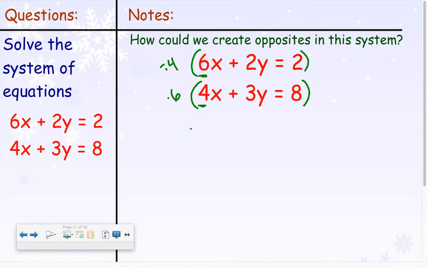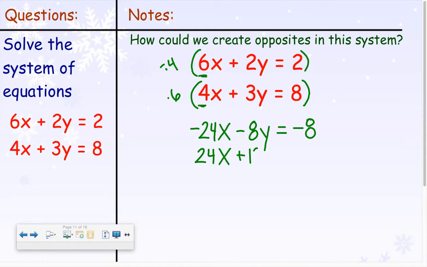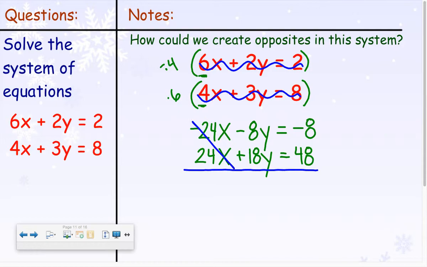So negative 4 times 6 is negative 24x. Negative 4 times 2 is negative 8y. 2 times negative 4 is negative 8. 6 times 4 is 24. 3 times 6 is 18. 8 times 6 is 48. So then I'll cross off both equations and look and see if I made opposites. I did. 24 and negative 24. So negative 8 and 18 make 10. Negative 8 and 48 make 40.